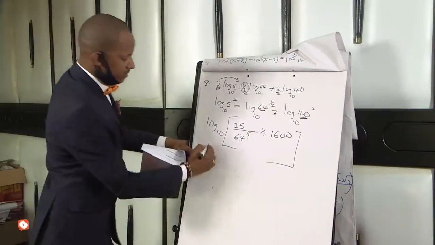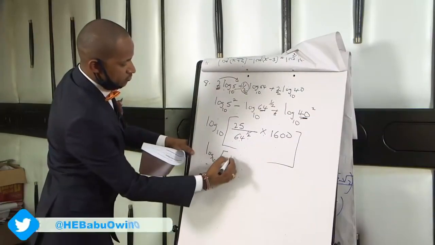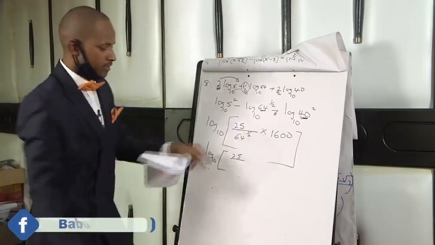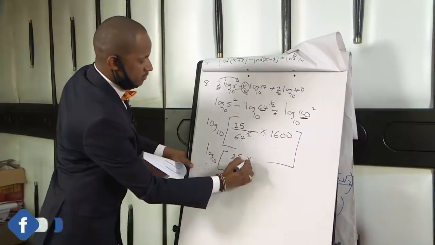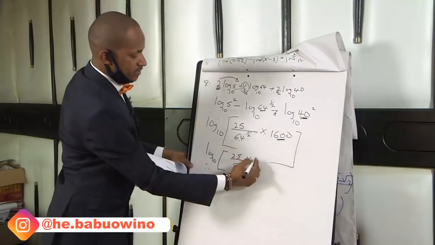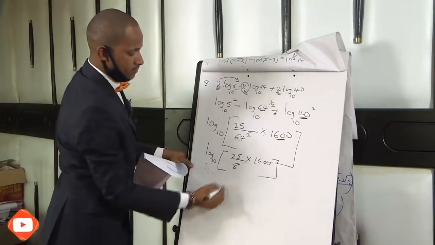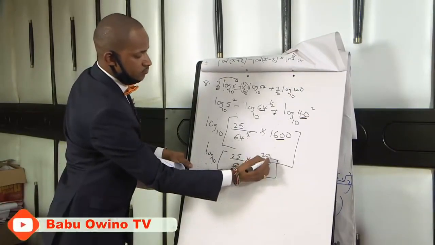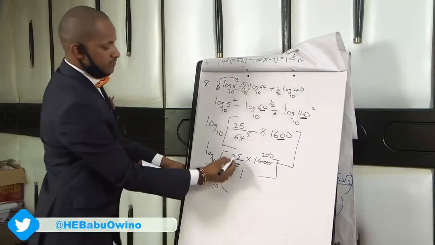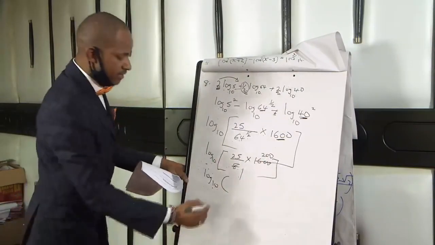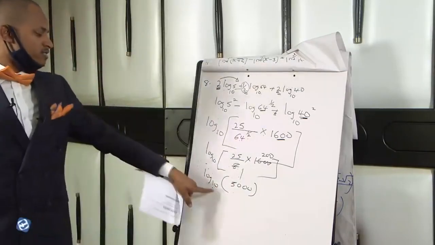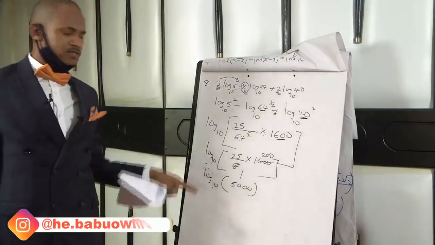Therefore, this becomes log to base 10 of 25 divided by the square root of 64, which is 8, times 1600. So 8 once, 8 twice, 200. So here we have log to base 10 of 25 times 200, which is 5000. So we have log 5000 to base 10. We can further simplify this.